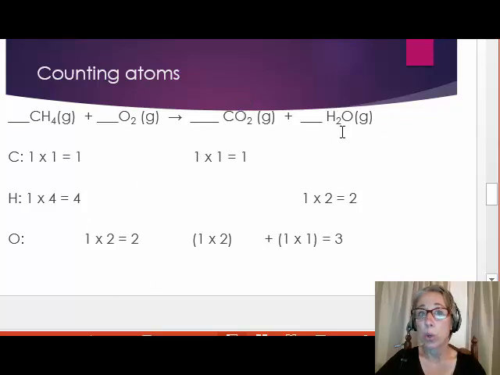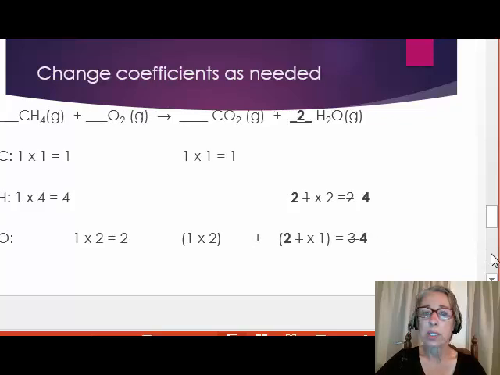while on the right of the arrow, oxygen is in both molecules, so we add to get our total number of oxygen atoms. From carbon dioxide, 1 times 2, which is 2, and from water, 1 times 1, which is 1, and 2 plus 1 is a total of 3 oxygen atoms on the product side. To get this balanced, we'll change the coefficients. I'll leave oxygen for last.